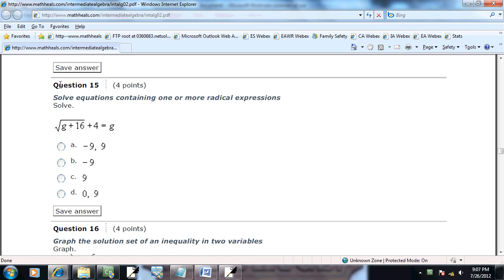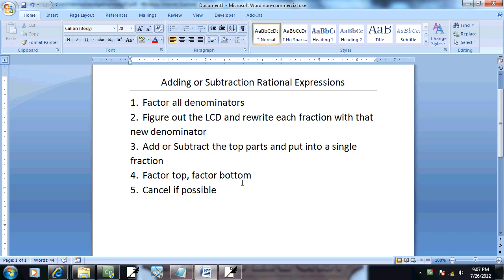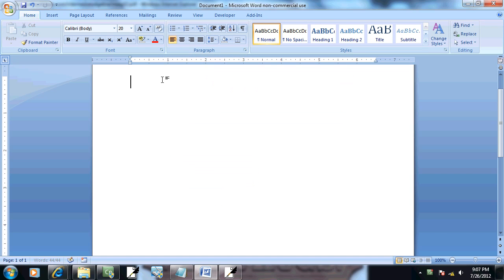Let's take a look at problem number 15. Solve equations containing one or more radical expressions. Let's first refresh our memory of the steps.